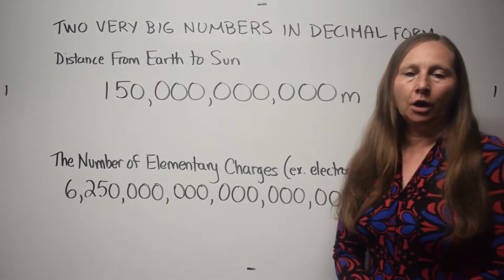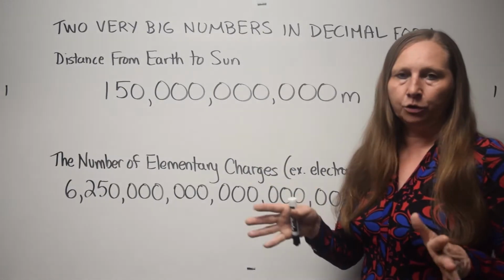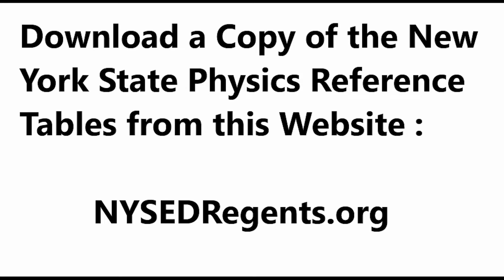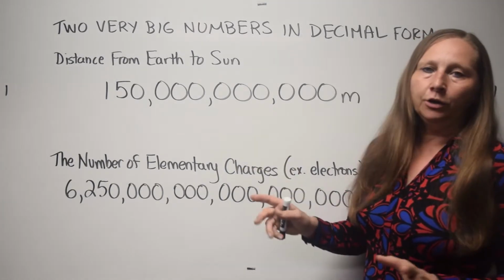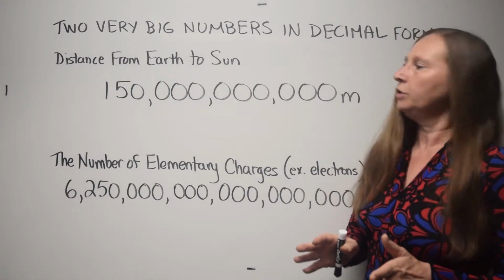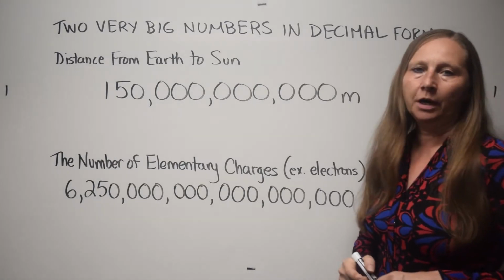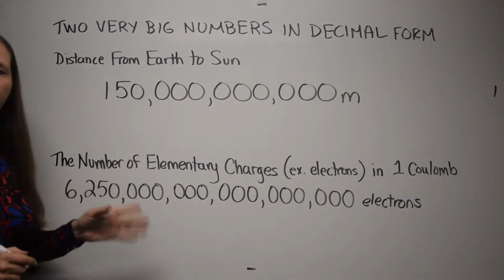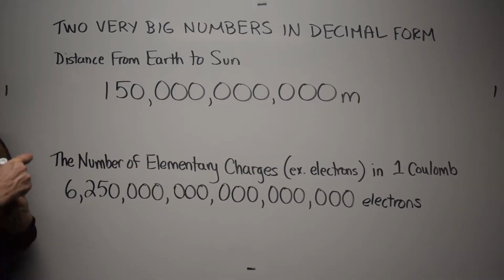So I'd like you to look on your physics reference tables. I'll show you a copy right here, and I'll also show you where you can download them from. And I'd like you to look up two big numbers. The distance from the Earth to the Sun is going to be on the front page of the reference tables, and also the number of elementary charges in 1 coulomb is going to be on the front page of the reference tables.